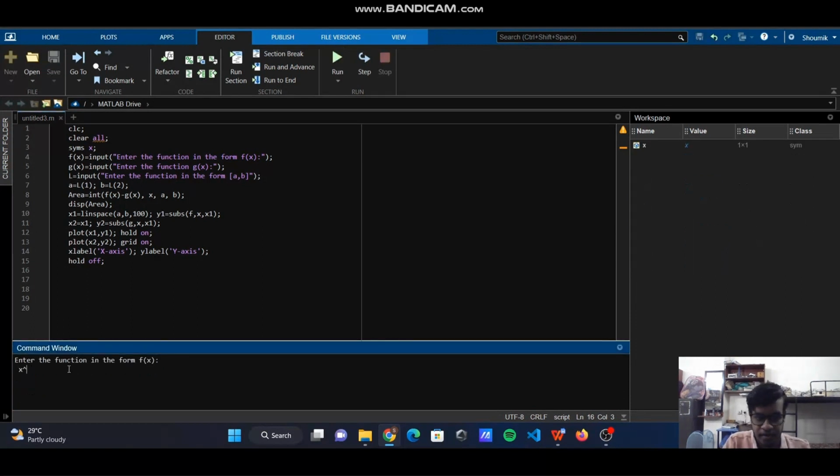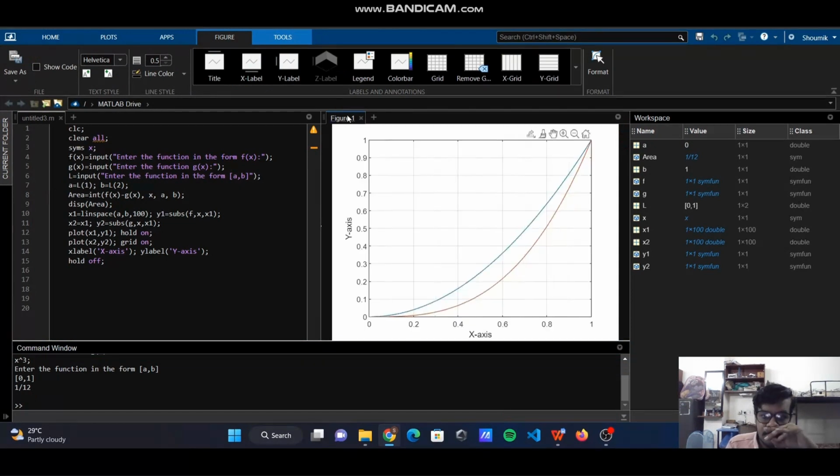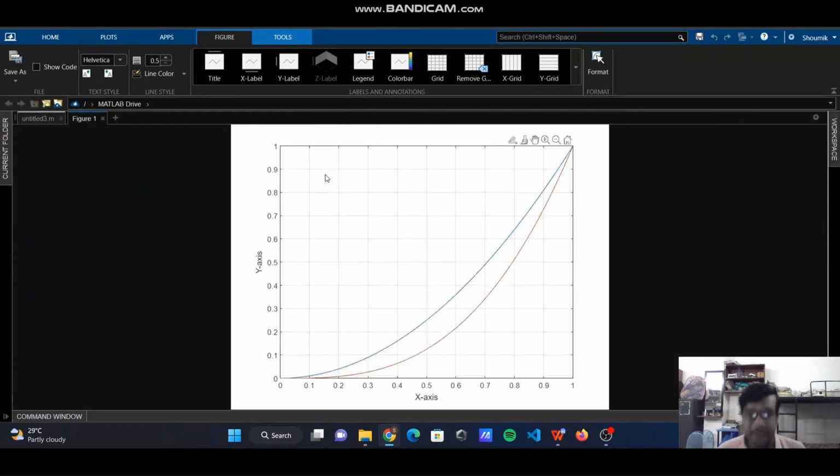x square, the first function. x cube, the second function. 0, 1, the limit between them. Yeah, beautiful. Now we have the entire graph with respect to the x-axis, with respect to the y-axis and the grid, and both the functions f of x, comma g of x.